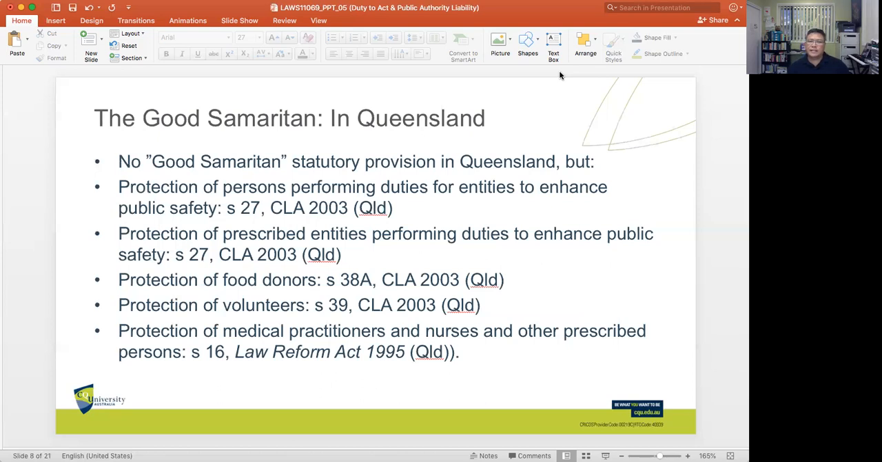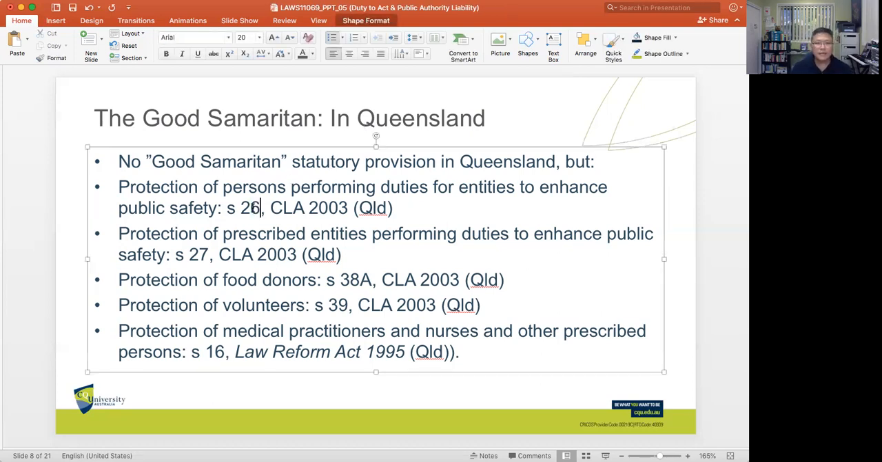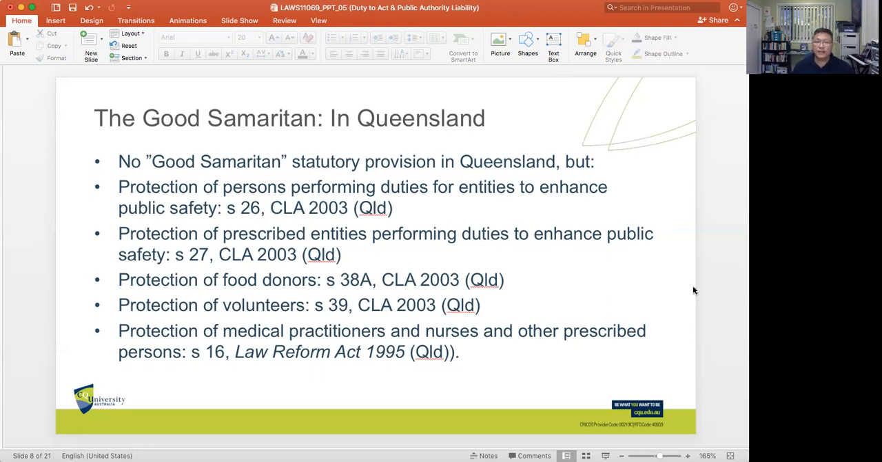The crucial point as well is that in relation to Queensland, there is no Good Samaritan statutory provision, unlike in other states. However, there are provisions in the Civil Liability Act 2003 (Qld), section 26: protecting persons performing duties for entities to enhance public safety. So if you are a person performing duties for an entity, you might be an emergency worker or a first aid worker, a fire officer or a police officer, and in doing so you cause harm or injury, then you are covered by this legislation, protected from liability in tort.